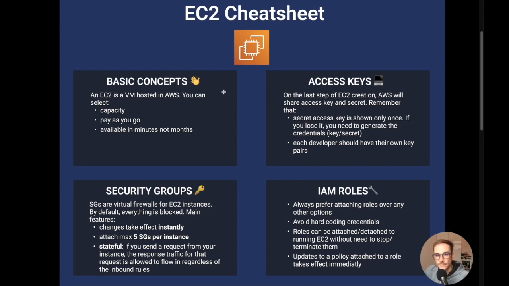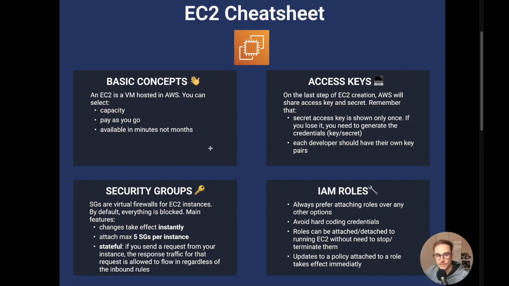If you go through the process of creating an EC2 instance, you will see on the last tab that AWS will share with you an access key and secret. Remember that the secret is shown only once. So if you lose it, you need to generate the credentials again from scratch, and the previous ones will be deleted, so they will not be valid anymore. They are always created as a pair, key and secret. You cannot create the secret based on the key. And remember that the best practice is that each developer should have their own key pair for the EC2 instance.